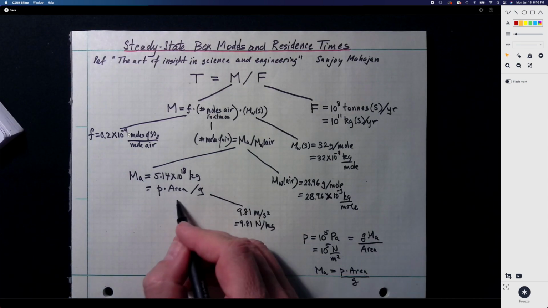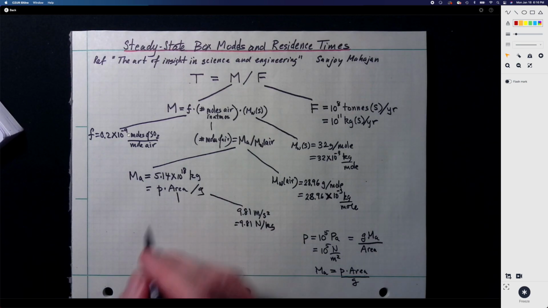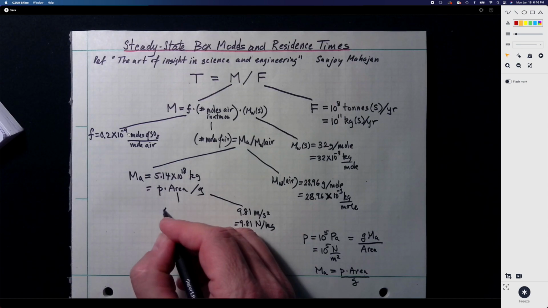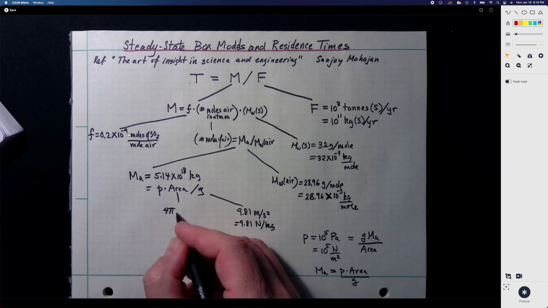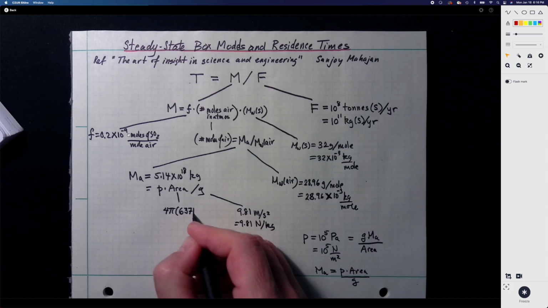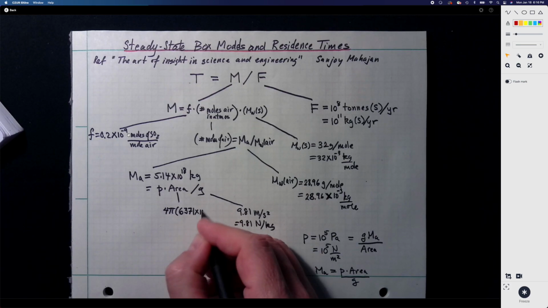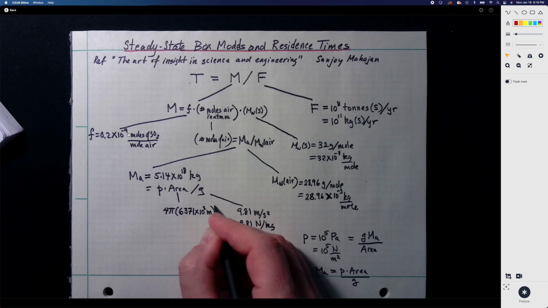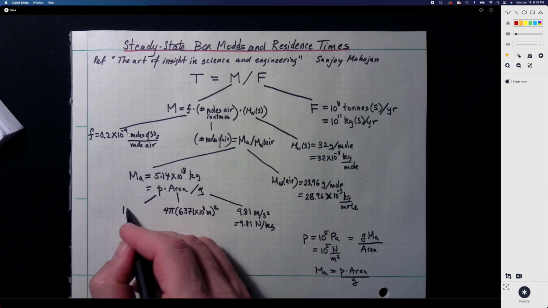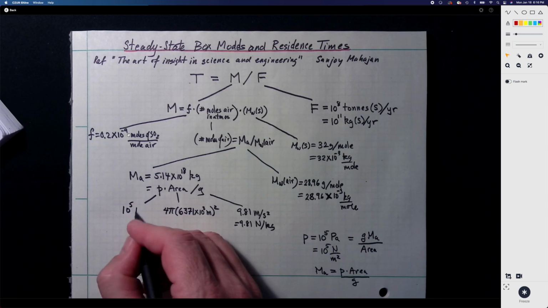It's the proportionality constant that gives us the force of gravity in newtons per unit mass. And then the area, for that we need to know that roughly the Earth is a sphere, so 4 pi r squared, where r is the radius of the Earth, and that's 6,371 times 10 to the 3 meters. That's the area, and then the pressure is 10 to the 5 newtons per meter squared.